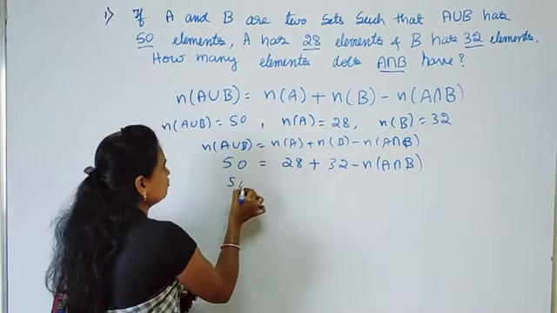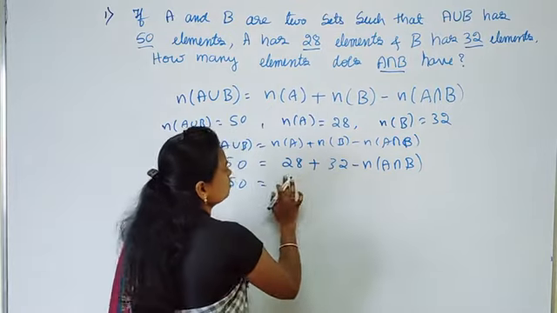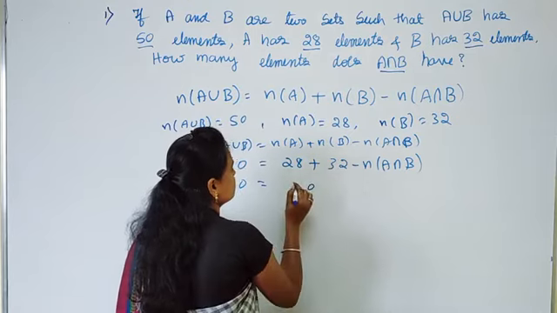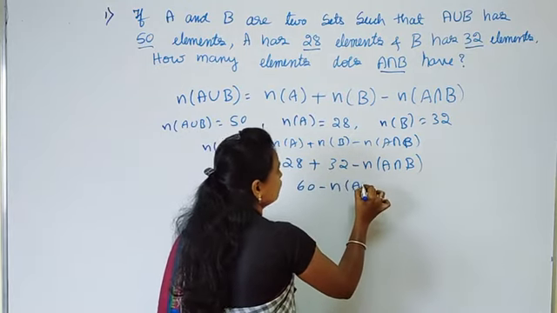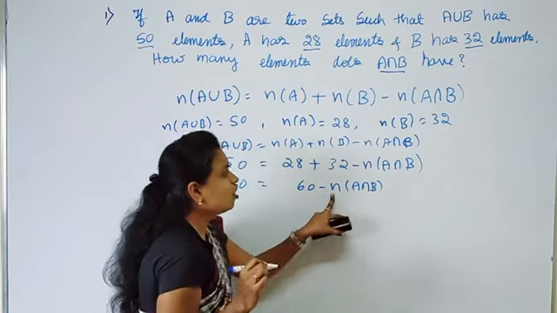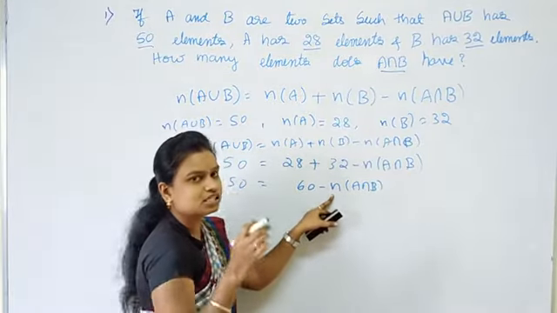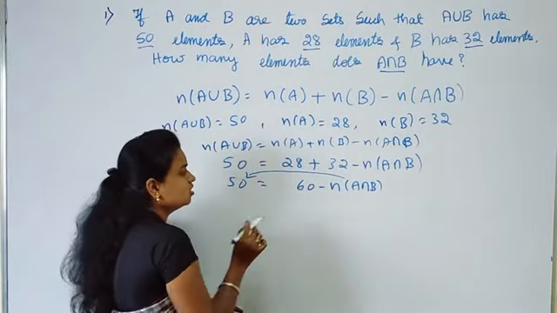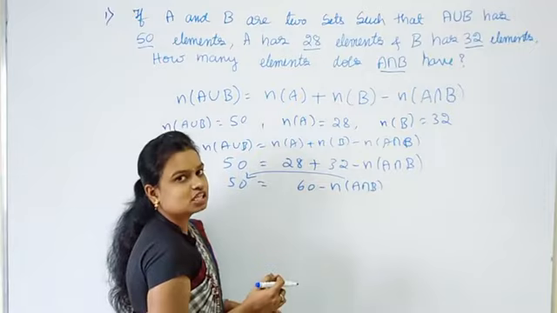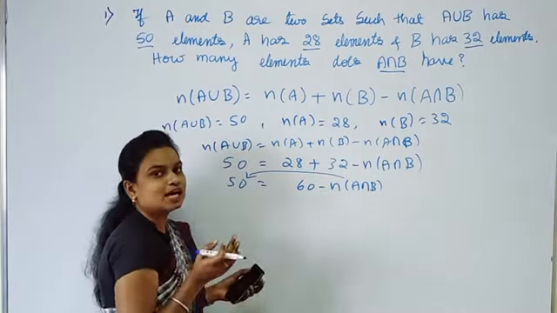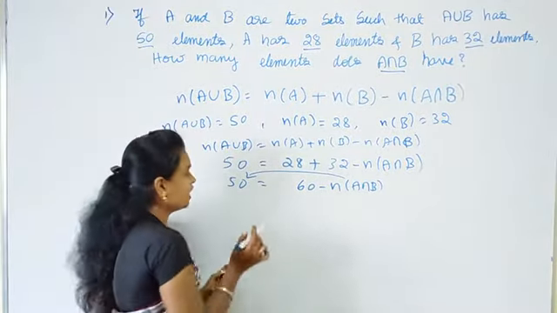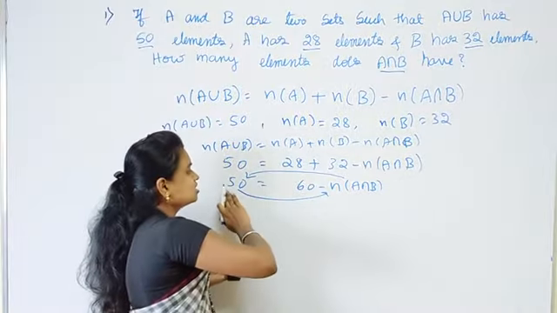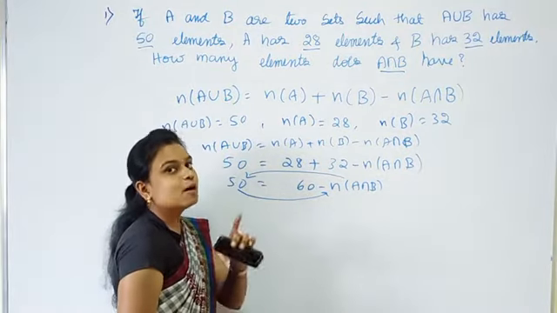Write 50 as it is. Add these two numbers: 28 plus 32 is 60, minus n of A intersection B. We want n of A intersection B, the number of elements in the set A intersection B. So shift this term to the other side: the minus n of A intersection B becomes plus n of A intersection B. And send this 50 to the other side; when this 50 goes to this side, it becomes minus 50.